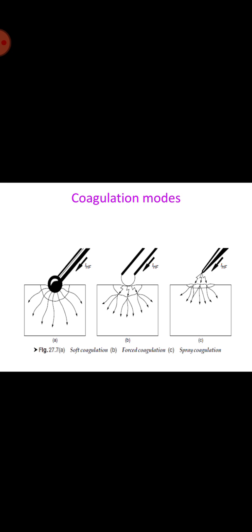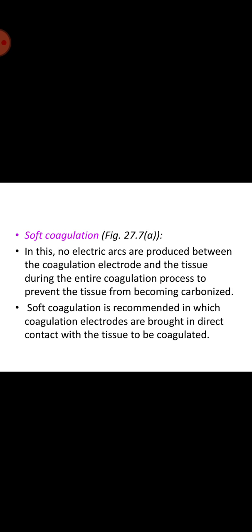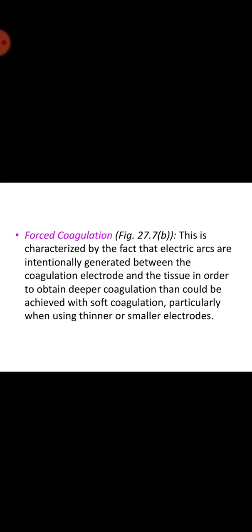This diagram shows the different methods of coagulation modes. In soft coagulation, no electric arcs are produced between the coagulation electrodes and the tissues during the entire coagulation process, to prevent the tissue from becoming carbonized. Soft coagulation is recommended when the coagulation electrodes are brought in direct contact with the tissue to be coagulated. Forced coagulation is characterized by the fact that electric arcs are intentionally generated between the coagulation electrode and the tissue in order to obtain deeper coagulation than could be achieved with soft coagulation, particularly when using thinner and smaller electrodes.